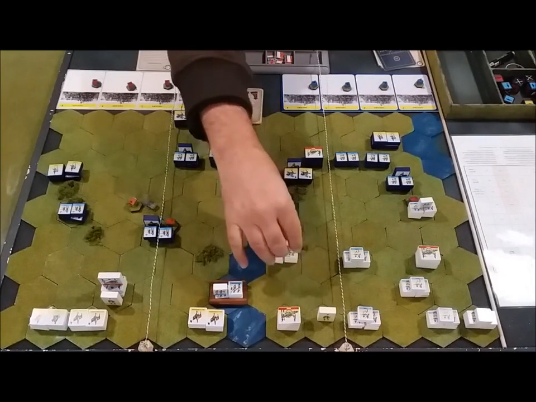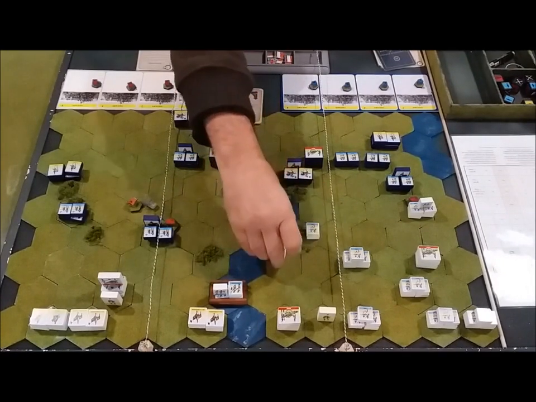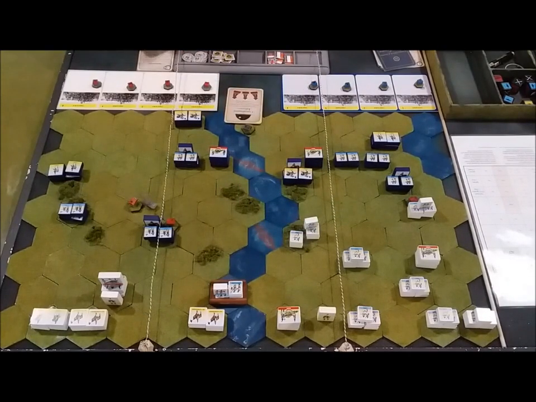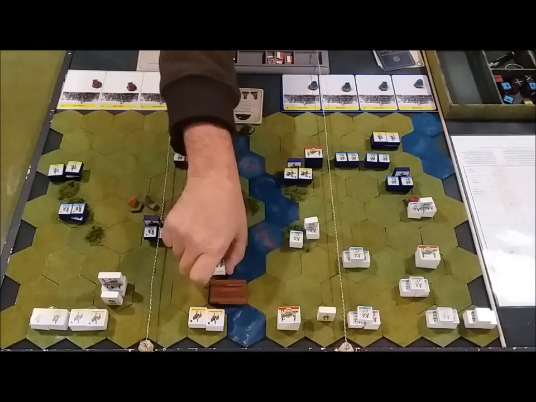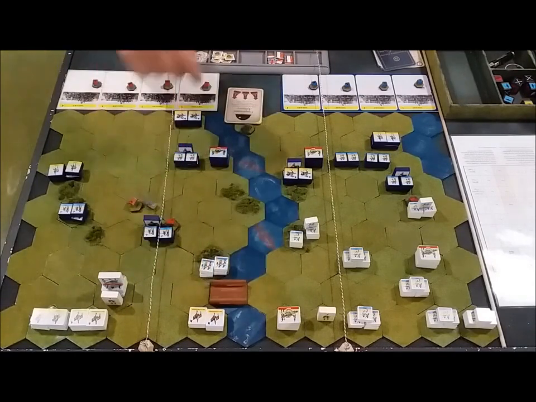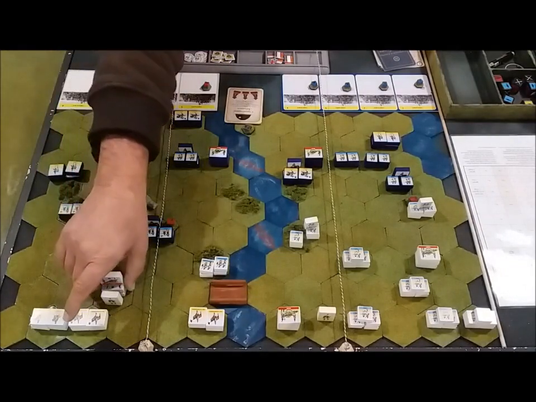This line unit is going to move up into the forest. The grenadiers are going to come into this forest. And the horse artillery would be 2 minus 1, or if they move up it would be 3 minus 1, which would give them 2 shots. So we're going to do that.